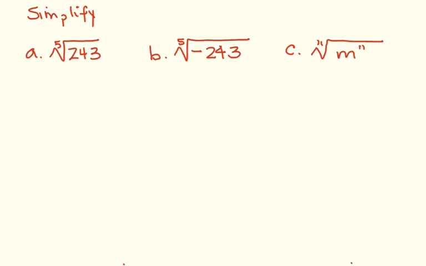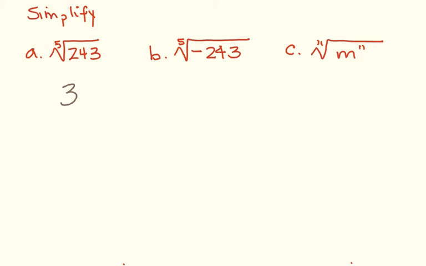Okay, so here we're getting into higher roots. We have 5th roots and 11th roots here. Well, the 5th root of 243, you may or may not know, is 3. And if you don't believe me, try it. 3 times 3 is 9. Times 3 is 27. Times 3 is 81. Times 3 is 243. Again, it's a 5th root.